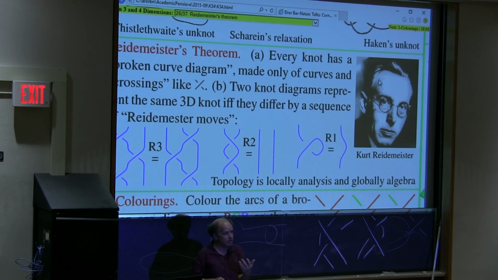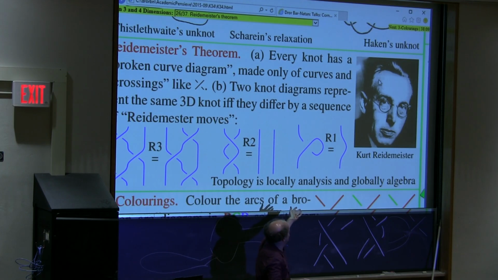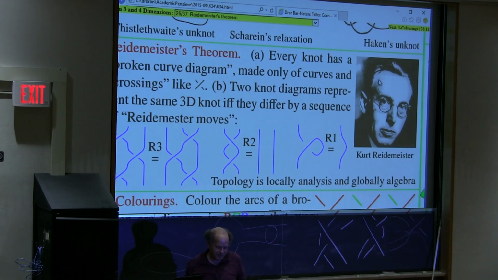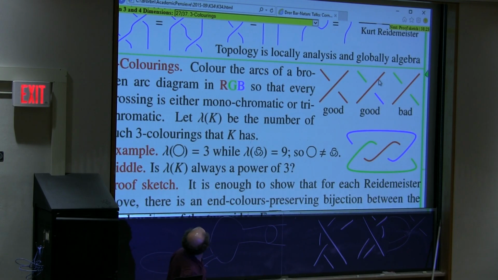But we still have the global problem to solve, namely, why is this combinatorially true? Namely, why is it that using a finite sequence of such moves, we cannot go from the trefoil, the knot I've shown before, to the unknot. And the proof, or one proof, goes by defining knot invariants.